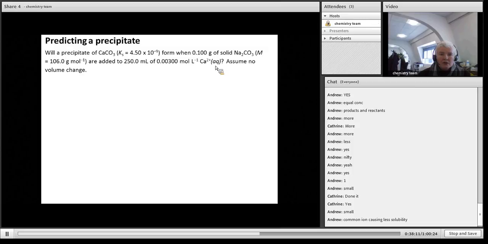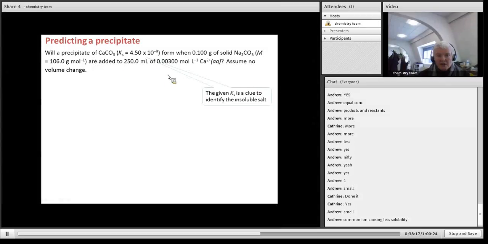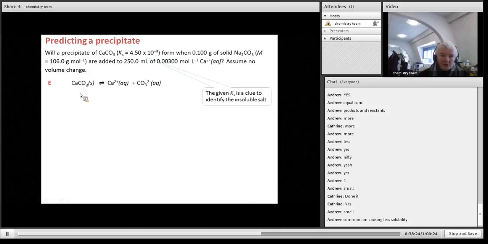So first of all, if you're not sure what the precipitate is going to be, the Ks is always a clue. If you know what the insoluble salt is, you always write that equation first. So you look for the Ks and go, oh, they're talking about calcium carbonate. Always write the equation for calcium carbonate first and then the expression. That's the EQ method: equation, expression, and then you start your calculation.